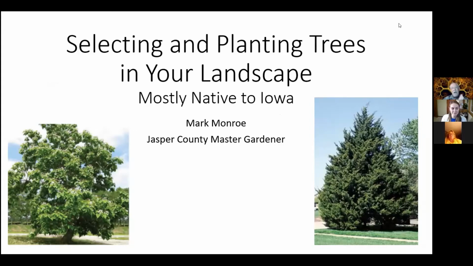So the talk is selecting and planting trees near landscape, and these are going to be mostly native Iowa trees. And it is very important to plant native plants because insects, pollinators, birds, they know the resources in those plants and they can utilize those. Non-native plants, they don't consider it something that they can utilize. So try to stick with natives when you can.